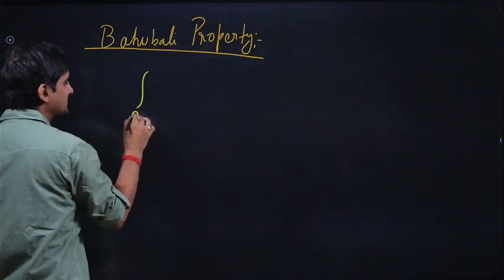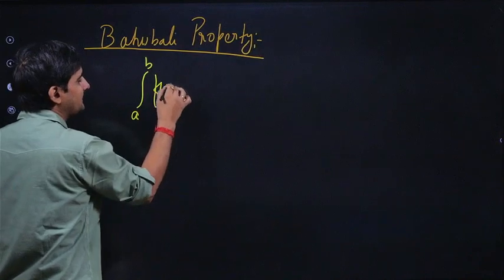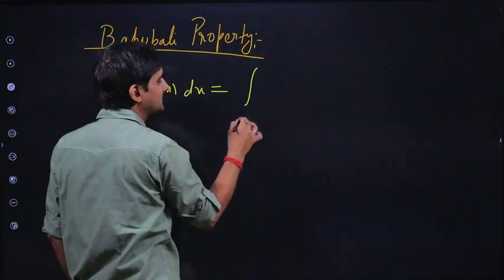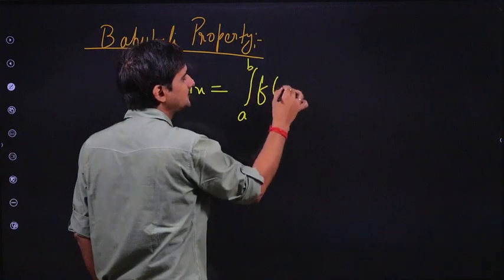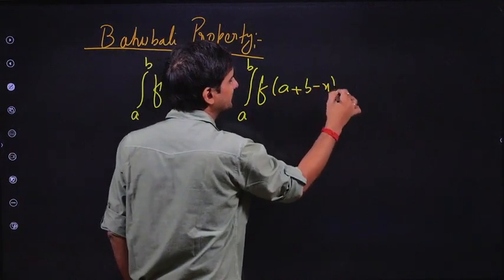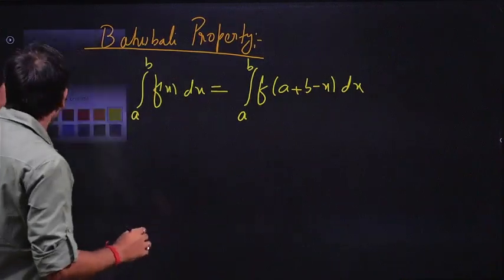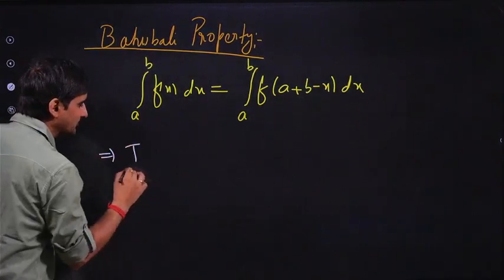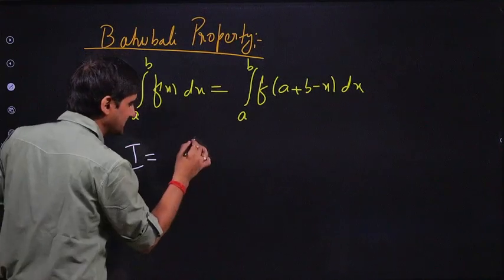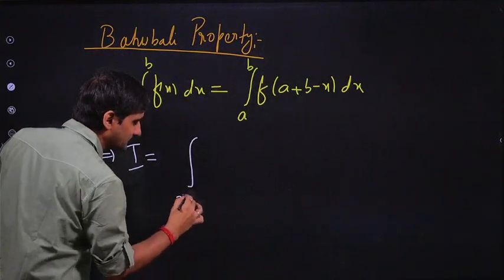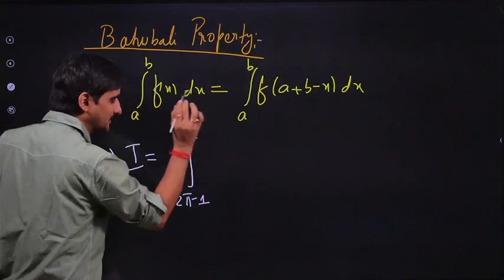This property says integral from a to b f of x dx will be same as integral from a to b f of a plus b minus x dx. So applying this property, I believe that every one of you must be remembering this property. It's a very common and very useful property here.